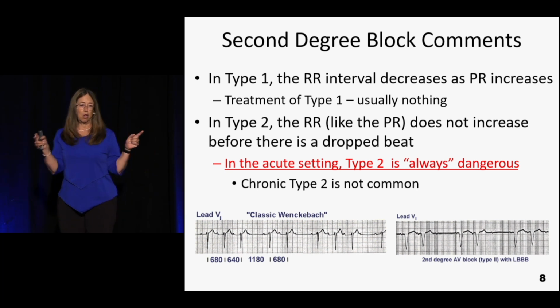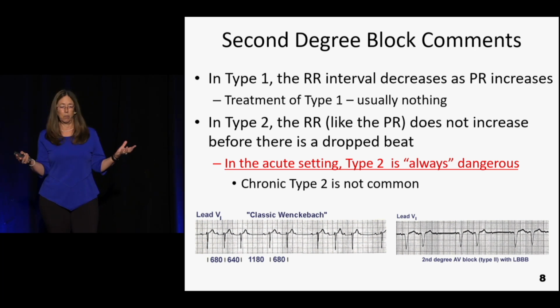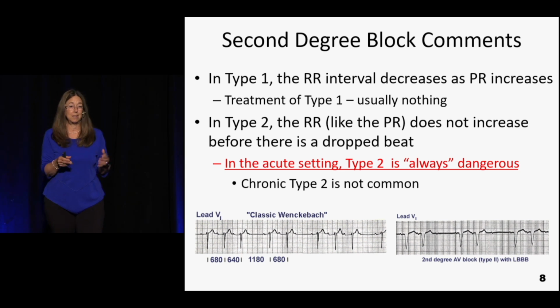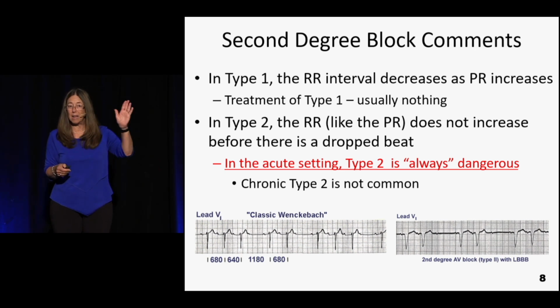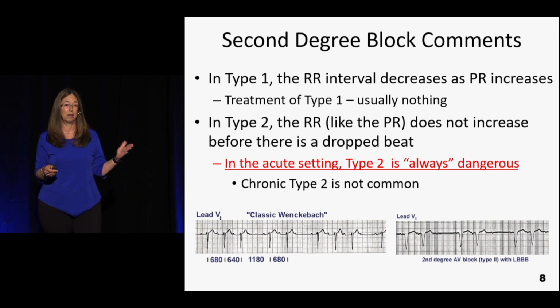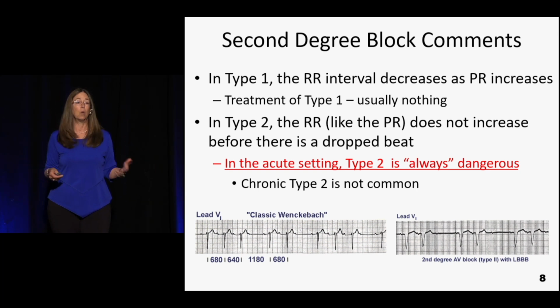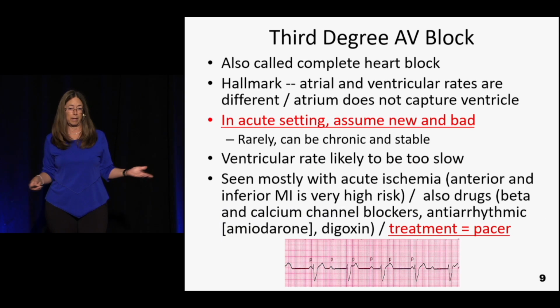So the PRs get longer in Wenckebach, and then eventually it resets itself. The PR intervals in second degree block type 2 stay the same, and then the beat gets dropped. So that one's scarier. Basically, it's just not listening at all intermittently, and that's scary. Not just preparing itself to do so like type 1, type 2 just drops a beat.